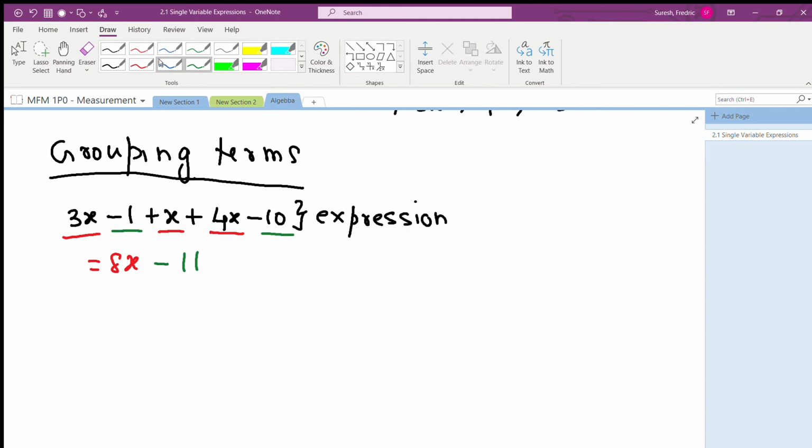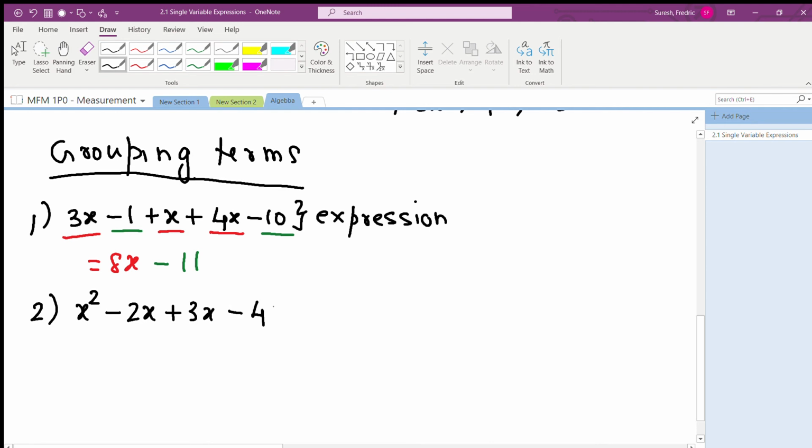Okay. All right. One more example and then we move on to your worksheet. So this is example 1. Let's do an example 2. Okay, I'm going to make something up here. Let's have x squared minus 2x plus 3x minus 4. I'm going to make this look scary for you guys, but you're going to realize it's not scary in the least. Okay, the key is identify like terms.